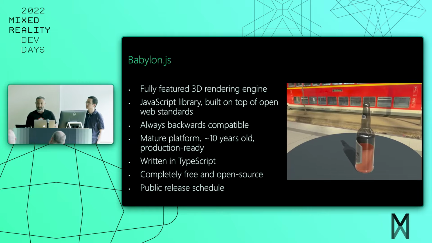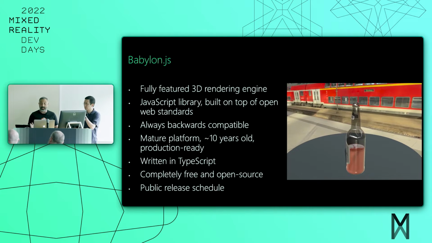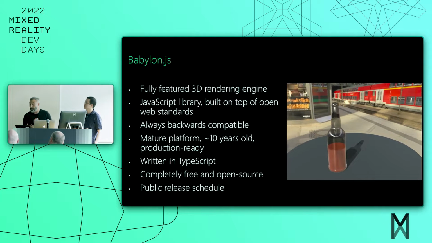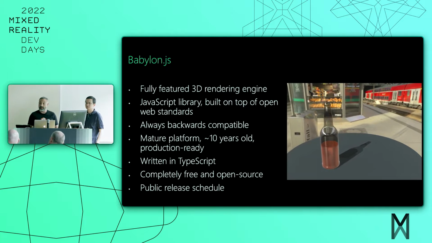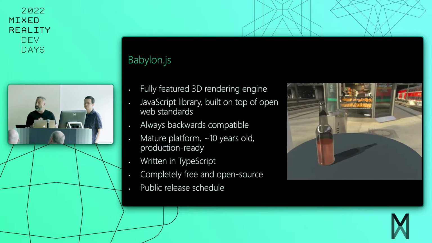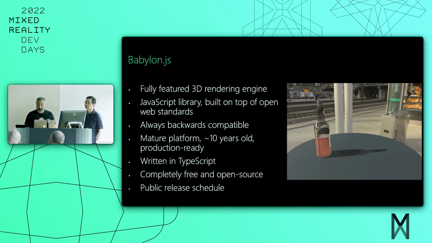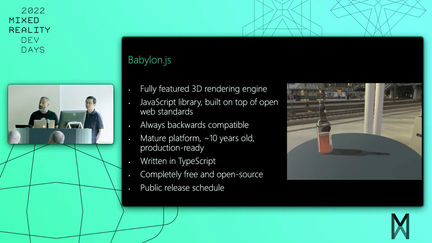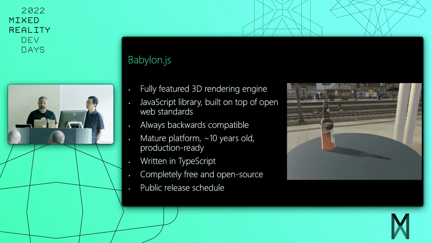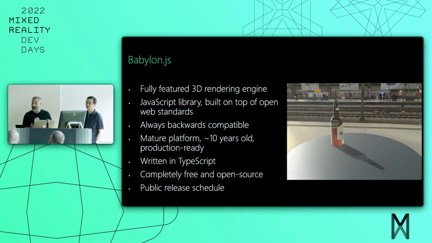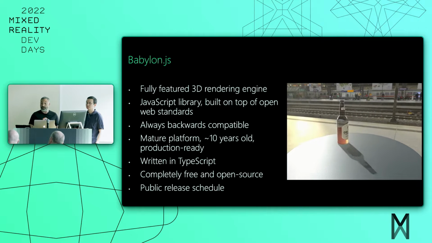Babylon is a mature platform. It's roughly 10 years old, and it's being used in production by many different websites, from Target to IKEA to Ferrari's car configurator, but also Microsoft Teams and PowerPoint. They're all using Babylon to enhance their user experience. Babylon is written natively in TypeScript. It's completely free and open source. Everything we do, including our different modules, our website, our documentation page, everything can be found on GitHub and can be used and is open.